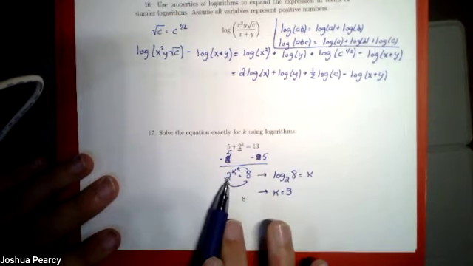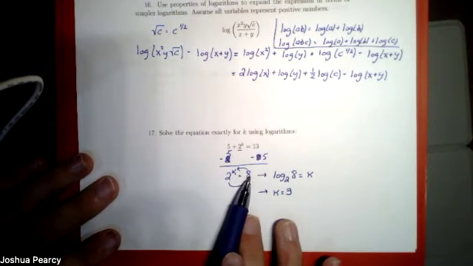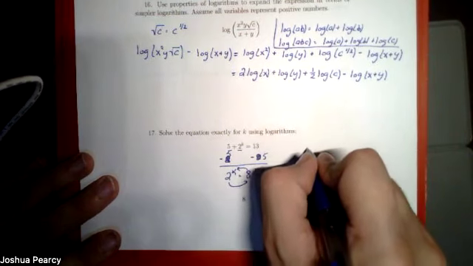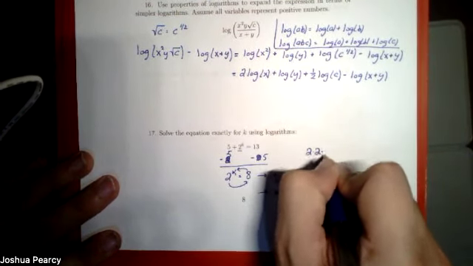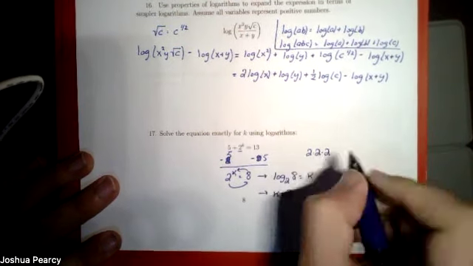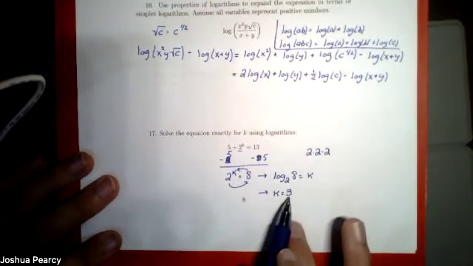Or you can think of it this way: 2 to what power is equal to 8? If we do 2 times 2, that is 4. And then when I multiply by another 2, that's 8. So this is 2 to the third power, so k would be 3. So let's look at number 18 here.